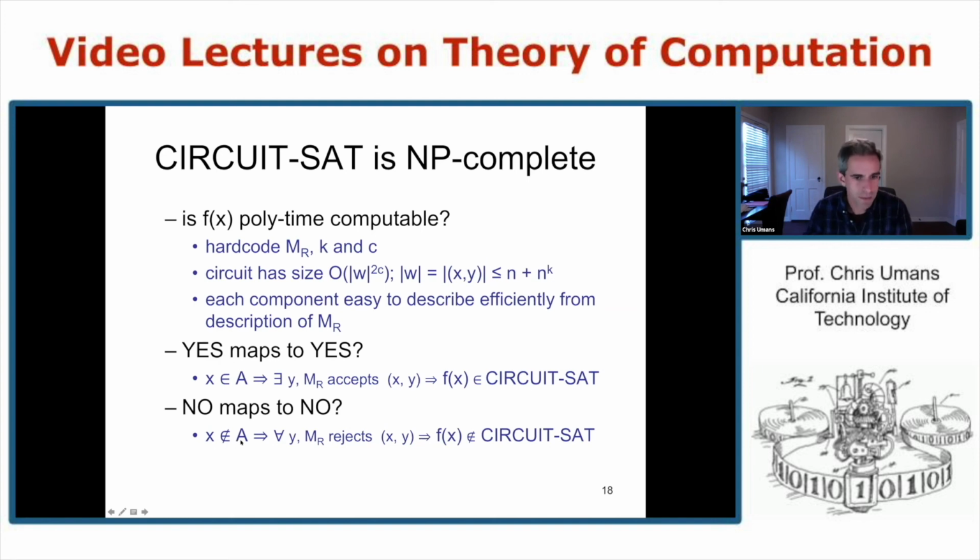Well, if X is not a member of A, then for all Y, M sub R rejects, which means that there is no satisfying assignment to the circuit that we've produced. There's no way to set the variables that correspond to Y in such a way that the circuit will output 1. So that's a reduction. Okay, so that's the first part. So that was a reduction that showed that circuit SAT is NP complete.